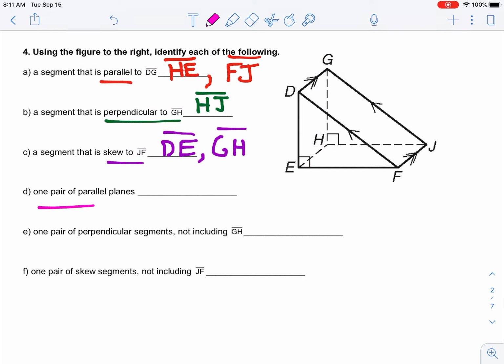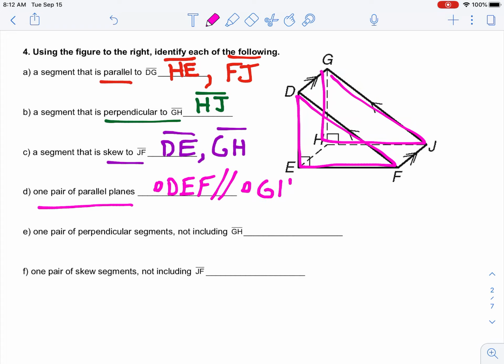Okay, name a pair of parallel planes. For a plane, we want to use more than just a line here. If I name this plane and look at the front, I see DEF, so plane DEF is parallel to the triangle in the back. If I highlight it, these two run the same exact direction, so I could call it plane GHJ.